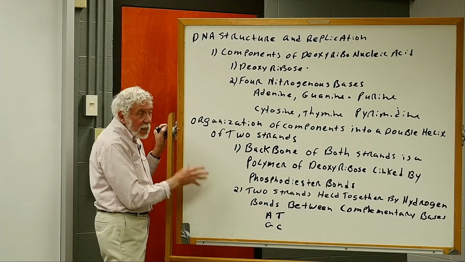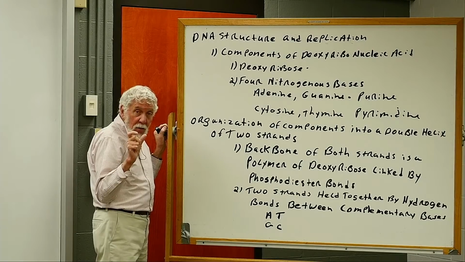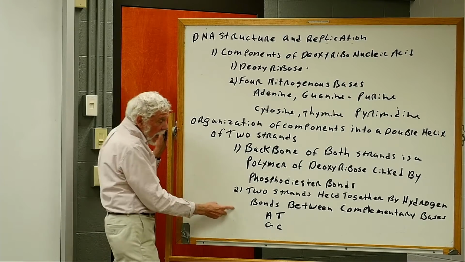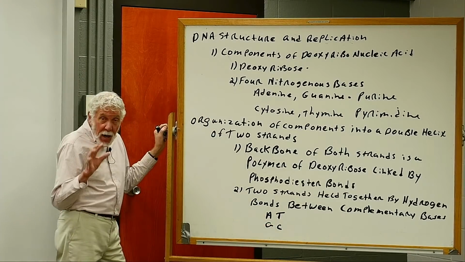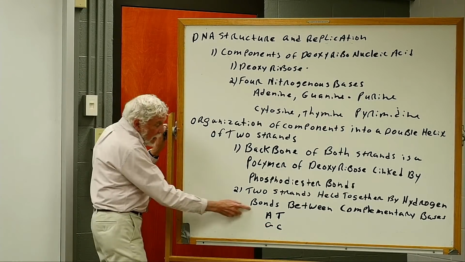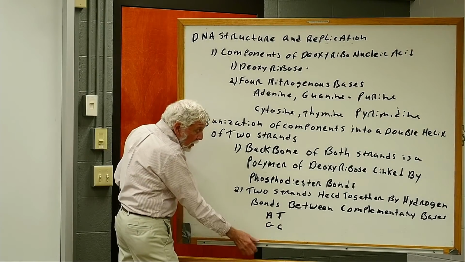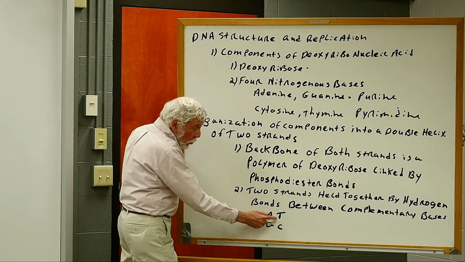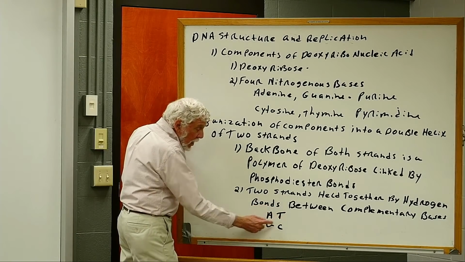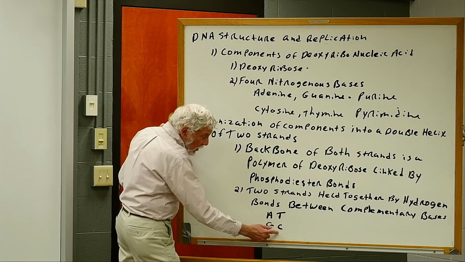And then we'll see that there are only two ways in which we can hook up the bases. The bases have to be arranged adenine to thymine or guanine to cytosine. You notice the way I've paired these. Adenine and guanine are both purines, thymine and cytosine are both pyrimidines, so the purine adenine always base pairs with the pyrimidine thymine, and the purine guanine always base pairs with the pyrimidine cytosine.